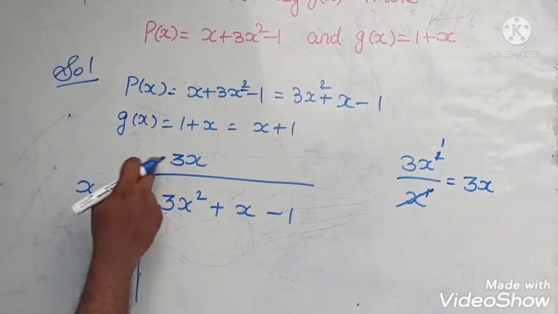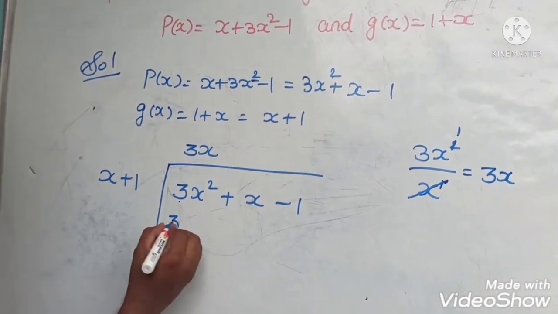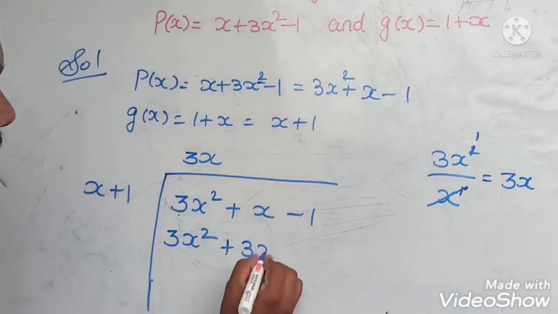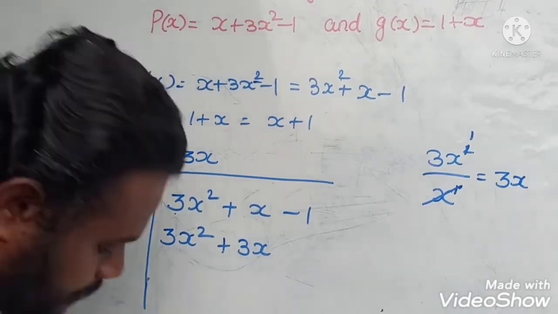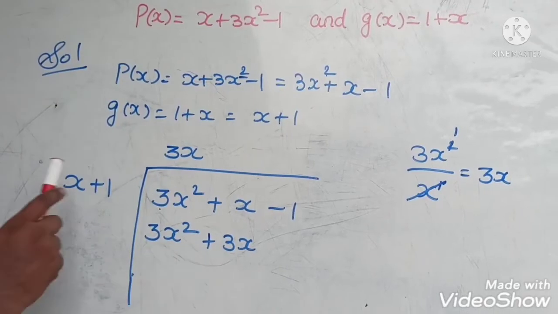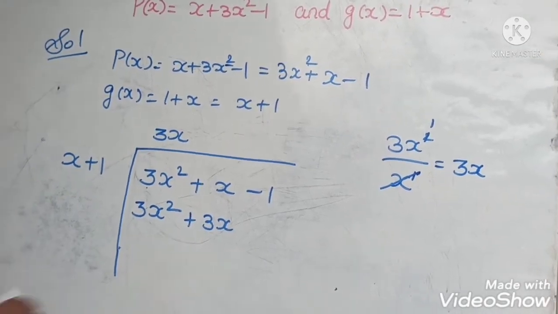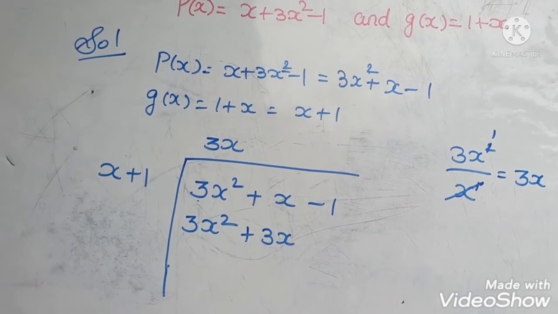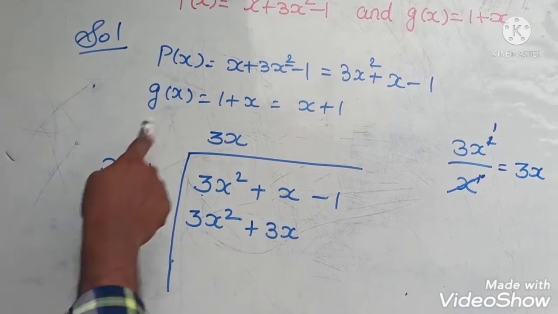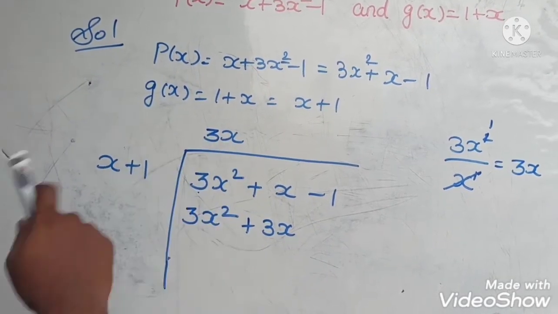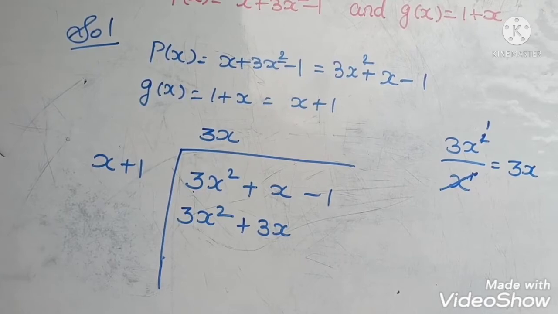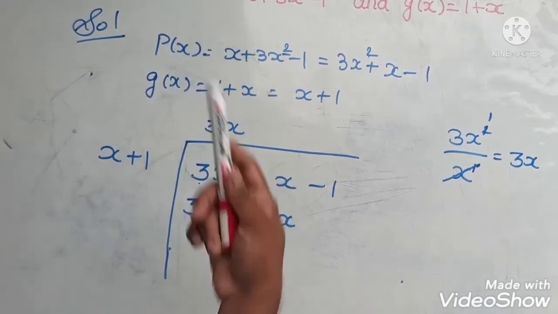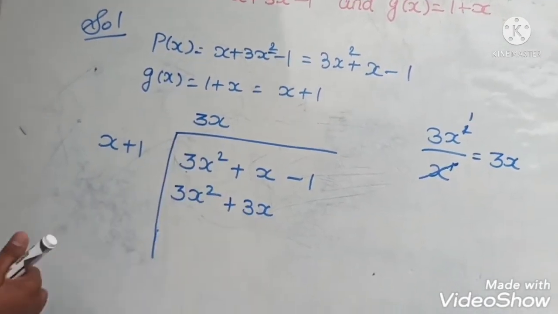So 3 into 1, and 3x into x, x square. 1 into 3x, 3x. The first step: we compare the first term and divide. We get one answer, 3x. That 3x is multiplied with the g of x. So 3x into x: in multiplication we add the exponents, 1 plus 1, 2. So 3x square. 1 into anything gets the same, so 1 into 3x, we get 3x.